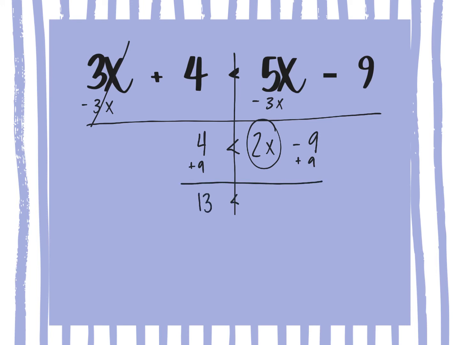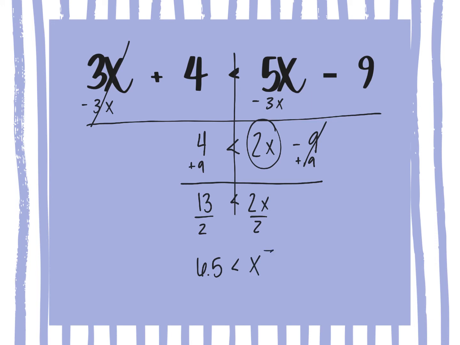That gives me 13 on the left side. Negative 9 plus 9 is 0, so the only thing left on the right-hand side is my 2x. Again, you should be thinking opposite operations. The 2 and the x are multiplied. In order to undo that multiplication, we'll need to divide by 2 on both sides, which gives me 6.5.